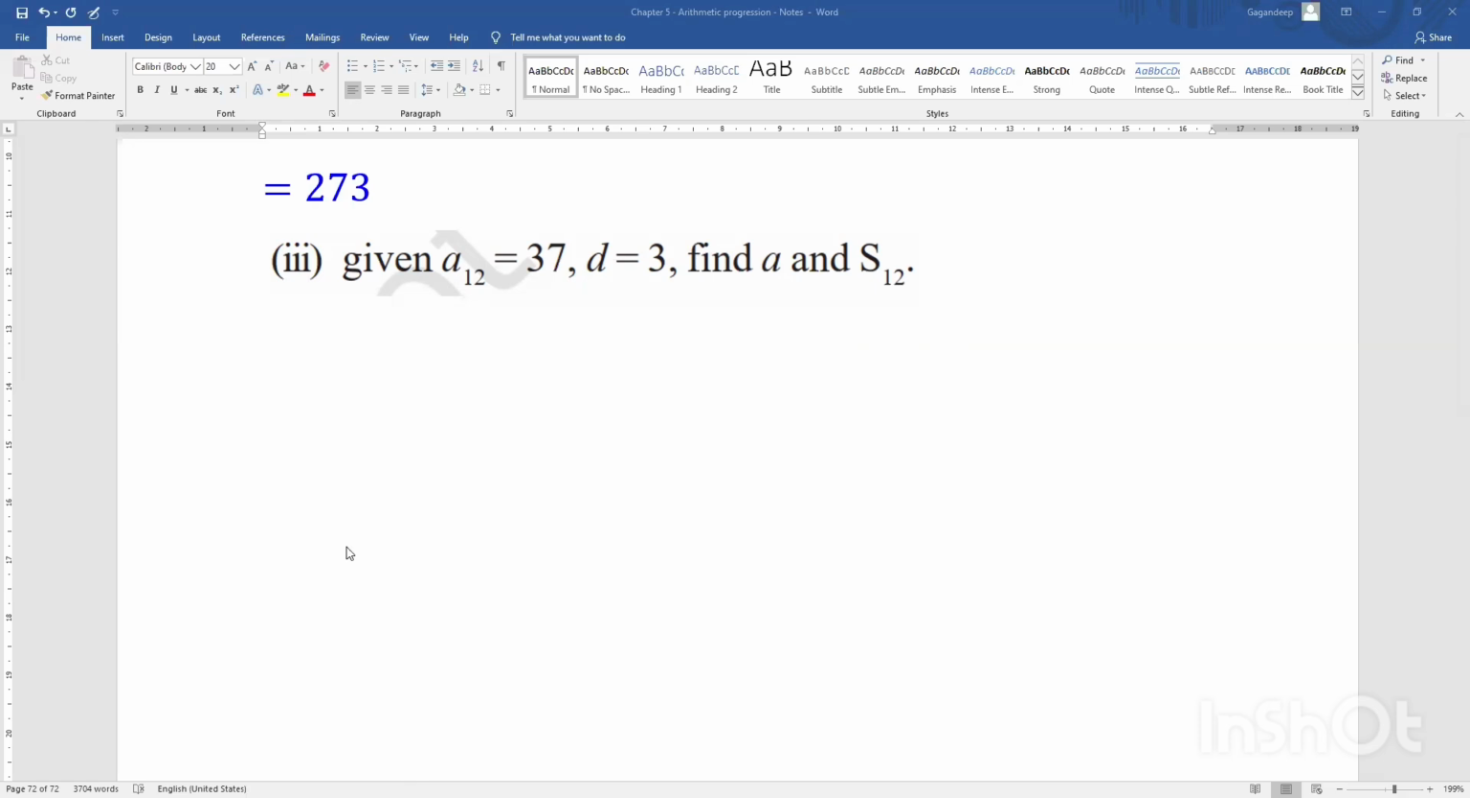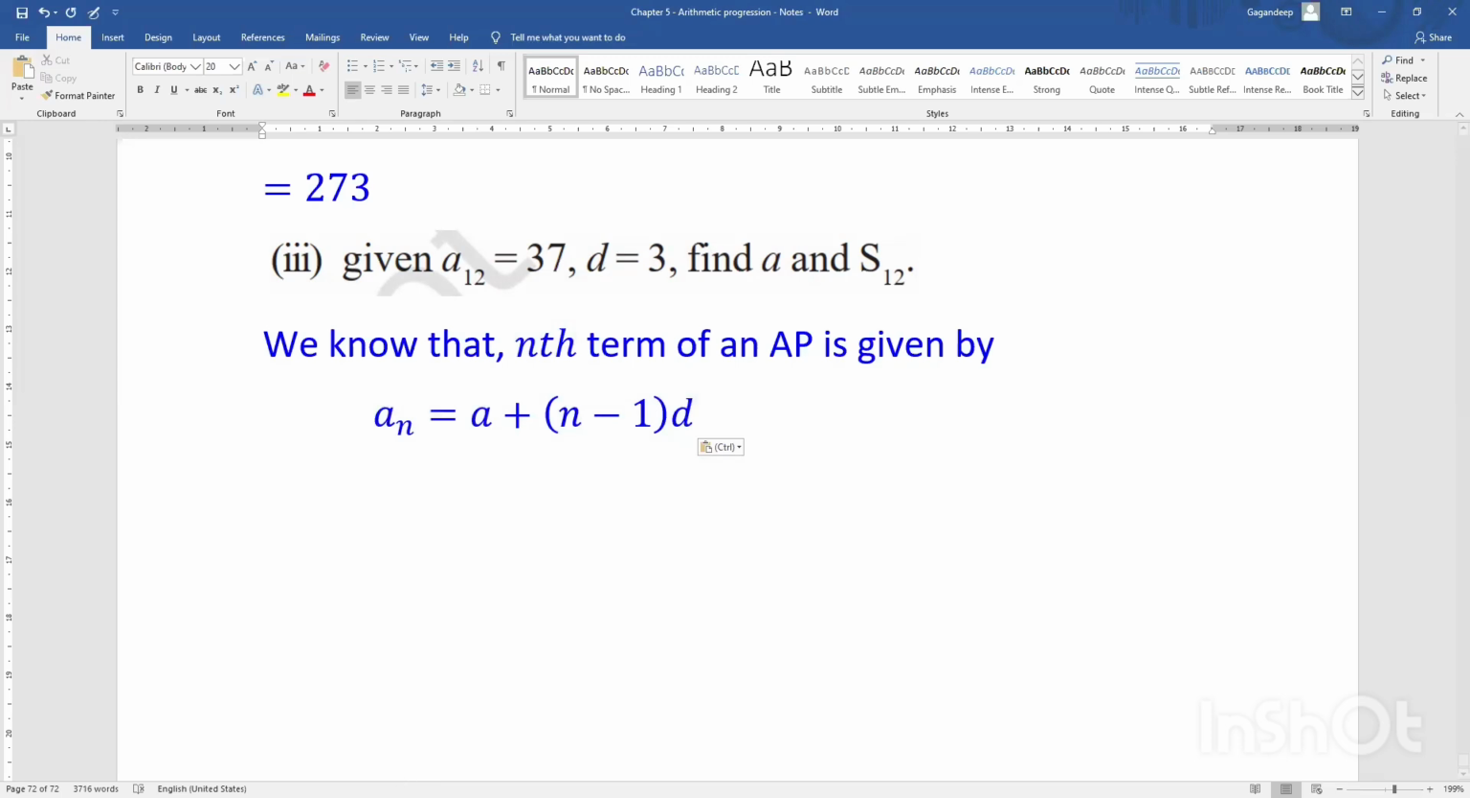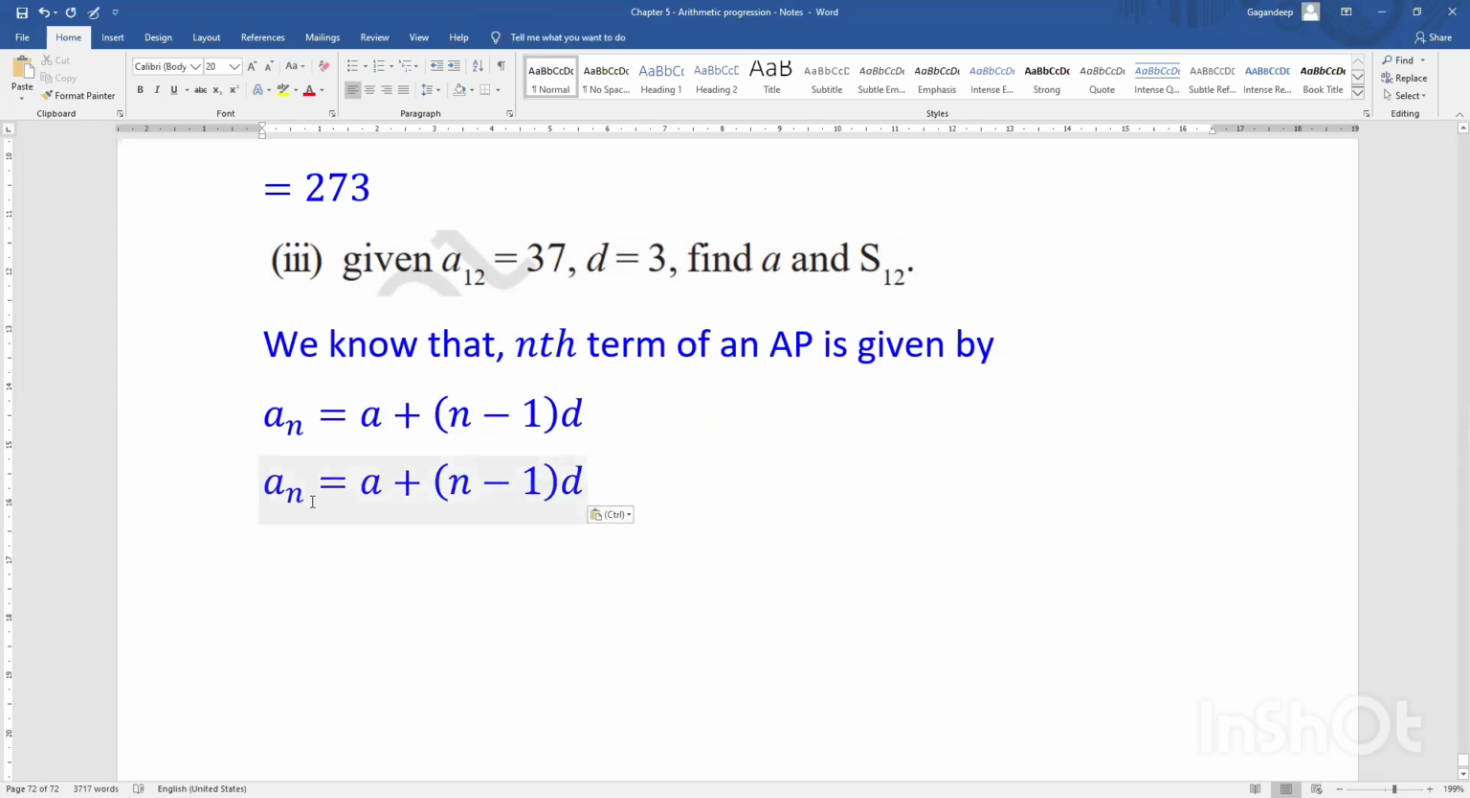Now we're going to take the formula An is equal to A plus n minus 1 into D. So let me take that formula, and then in my next step, I'm going to write A12. I'm going to copy the same formula here. So here I write A12. A12 is equal to A plus 12 minus 1 into D.